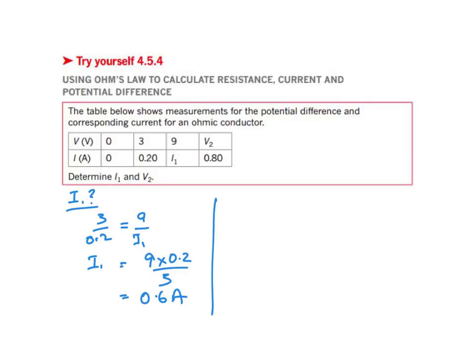The second question, we're looking for V2. Once again, put it in, so this time I'm going to go V2 over 0.8 is going to equal 3 over 0.2. Multiply both sides by 0.8, and I get 3 times 0.8 over 0.2, which we can see is going to be 12 volts. So that's the answer to those ones there.